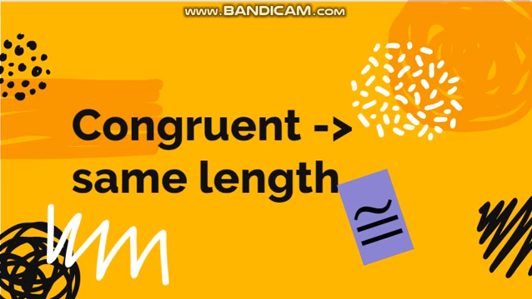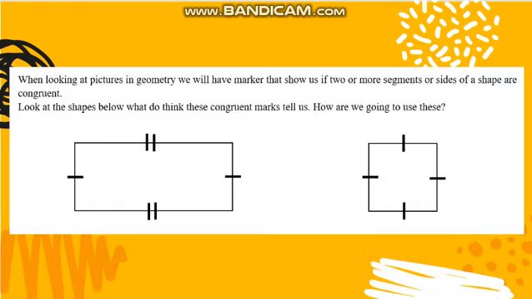Flip to the next page, and we see this. When looking at pictures in geometry, we have these little markers. These markers tell us that lines or line segments are congruent. So in this one, we see that all 4 are congruent. In this one, we can see that these opposite sides are congruent.